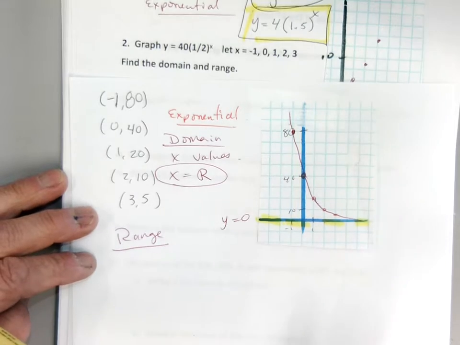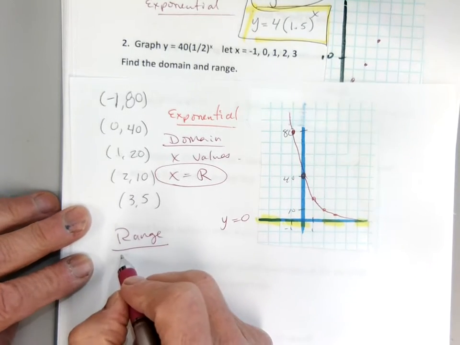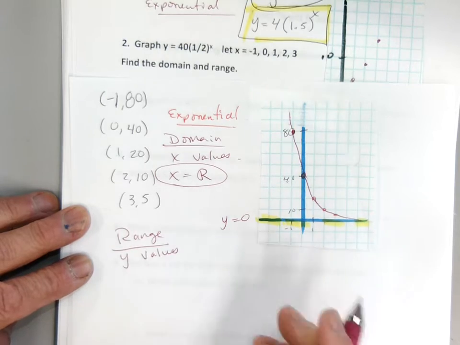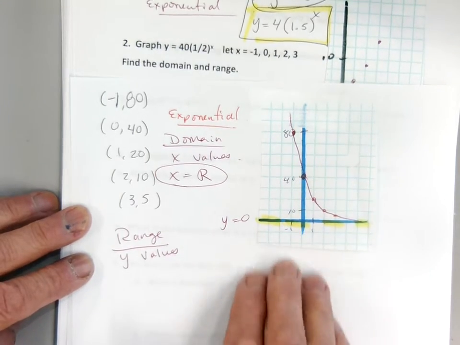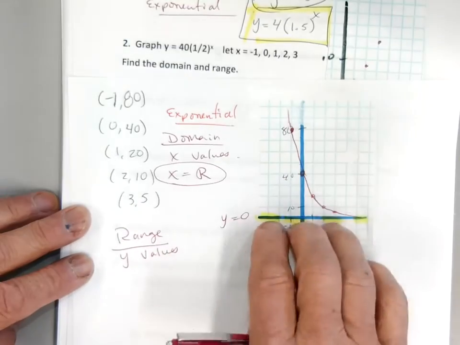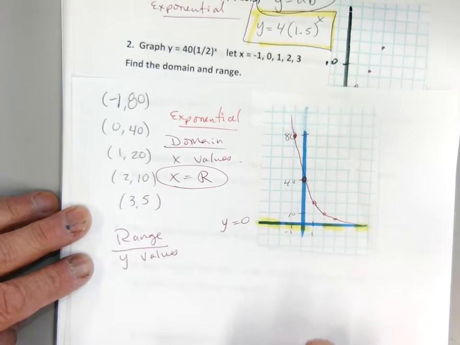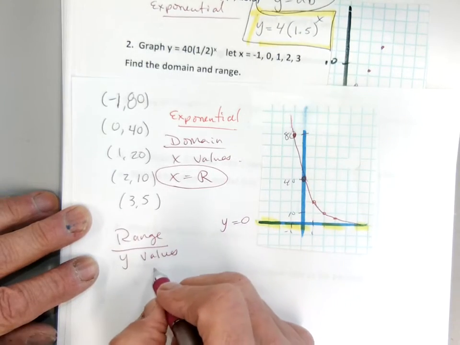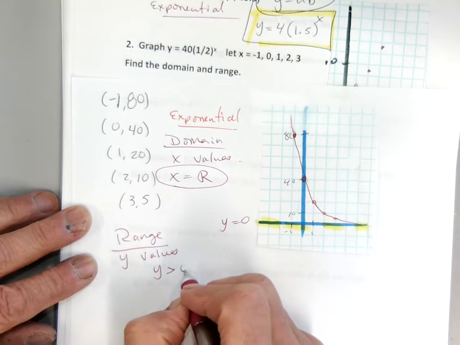because to get the range, you're talking about the y values. Well, there's no y, but I mean, this is the y-axis, right? That's the y-axis. There's nothing down here. It never goes down here. The graph always stays above 0. So we're going to say y is greater than 0.